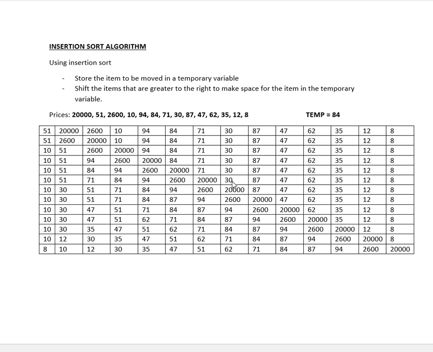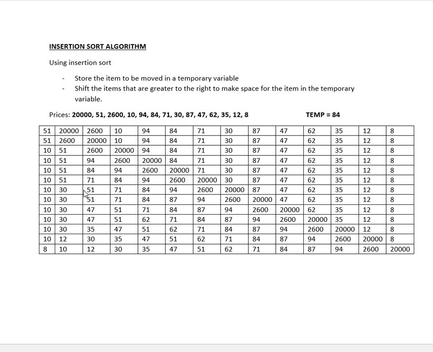So the next number that we look at is the 30. So 30 is less than 51 but greater than 10, so it will go in the space where the 51 was. The 51 and everything else that is greater would be shifted to the right, and hence the space created for this.